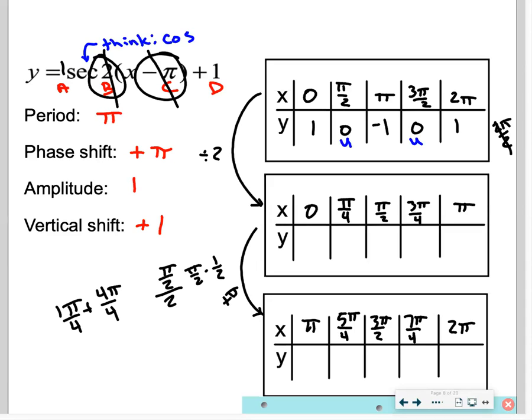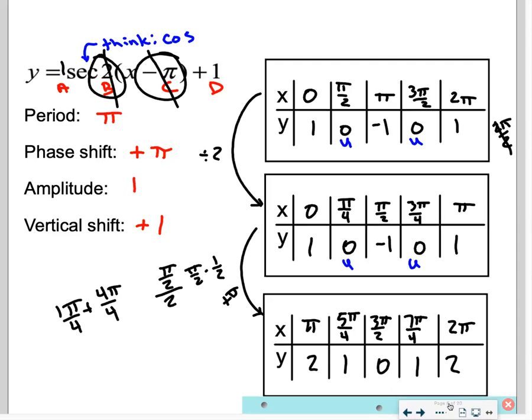All right, Y's usually go easy because they're just multiplying and adding. So I'm going to multiply by 1, which is just going to leave me with the same thing. Just be careful to carry down those undefined points on each graph. And then I'm going to add 1. So this would be 2, 1, 0, 1, 2. And then my undefined points would be right here and right here.